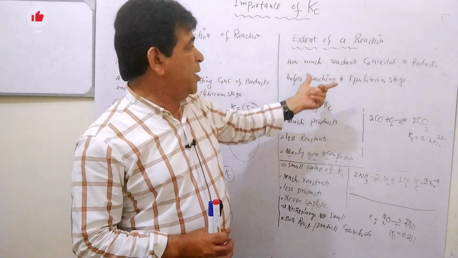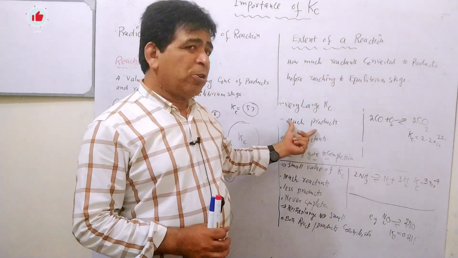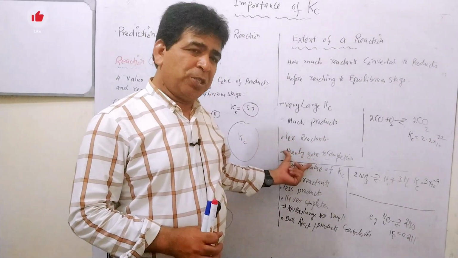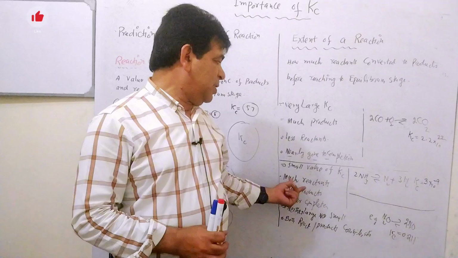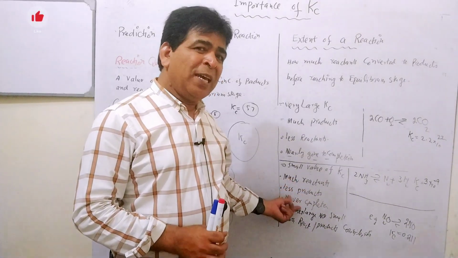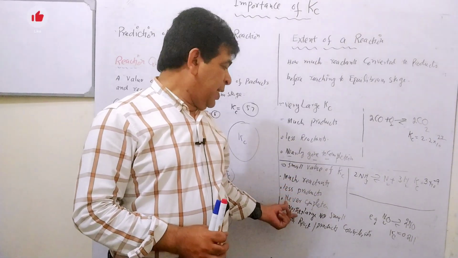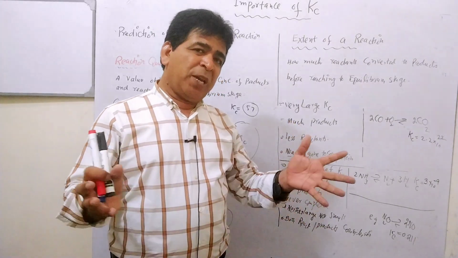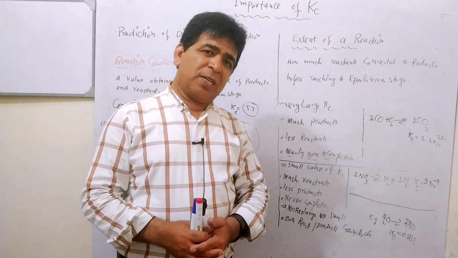And second, extent of reaction: a large value means much products are formed, less reactants are left, and the reaction nearly goes to completion. A small value of Kc means much reactants, less products, and the reaction will never go to completion. And neither small nor large means the reaction mixture will contain comparable amounts of reactants and products.